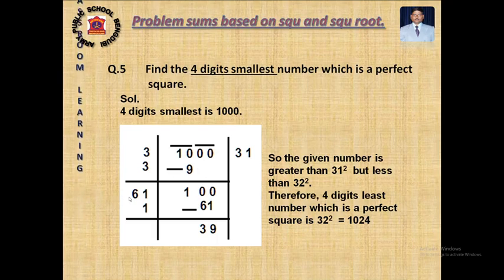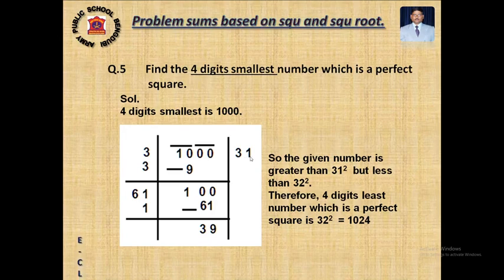Now make it double 3, that is 6, and if you consider 62, it will be 124, which is more than 100. I cannot multiply by 2, so if I multiply by 1, it will be 61 only. So 61, if we subtract from here, I am getting 39. So the given number, that is 1000, is greater than 31 square, but I cannot make it 32 square because some remainder is there. So what will be our answer? The 4-digit least number will be 32 square.